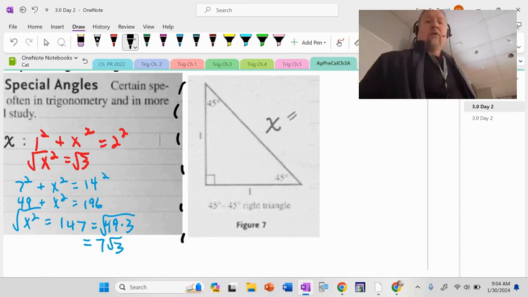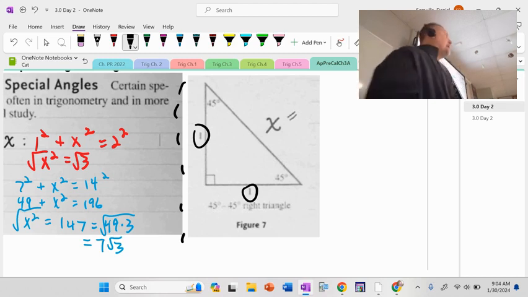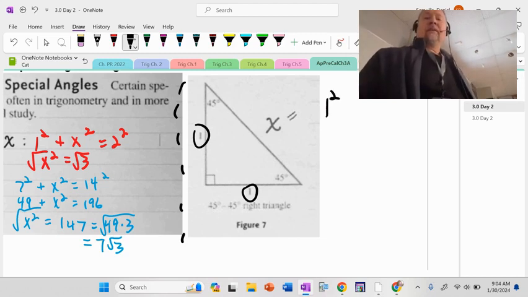Okay, so 1, 1. Why? Why are these both 1s? Because this is isosceles.